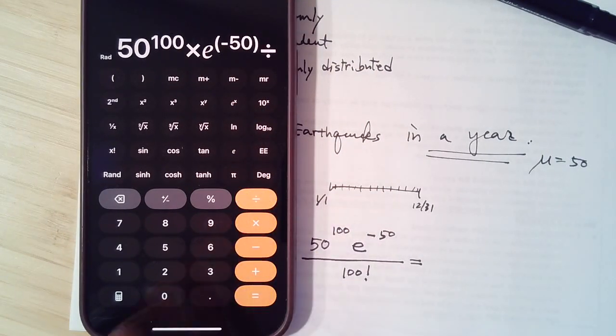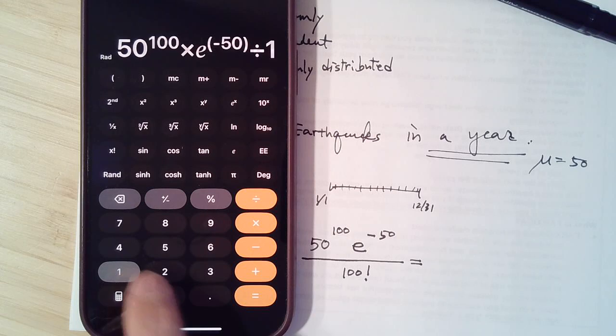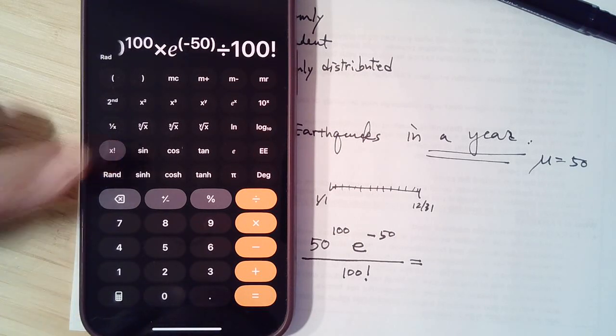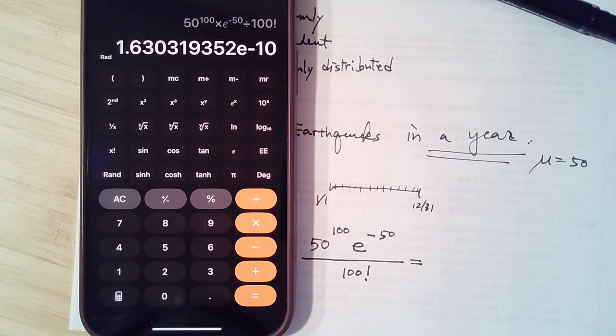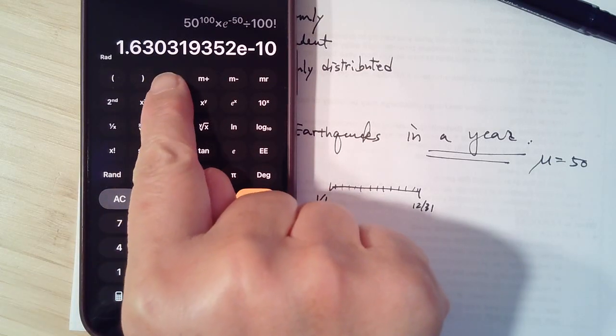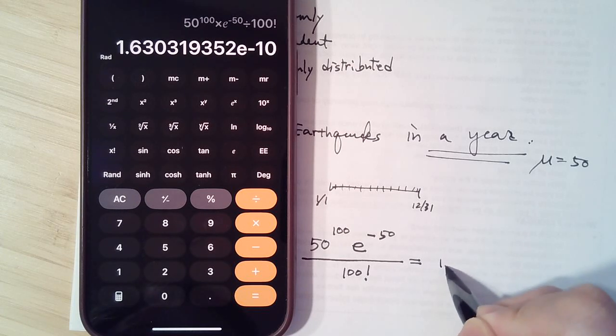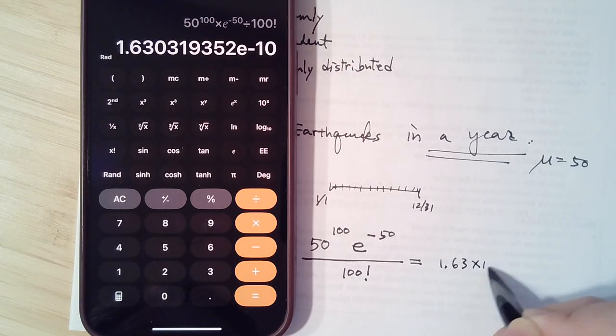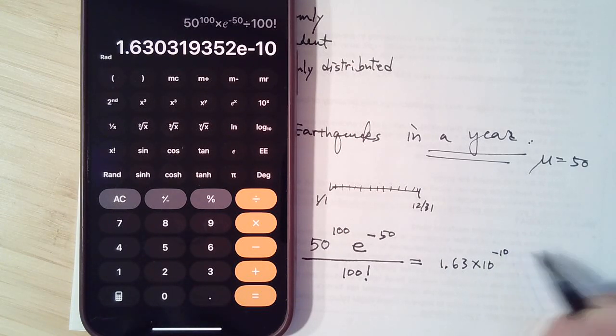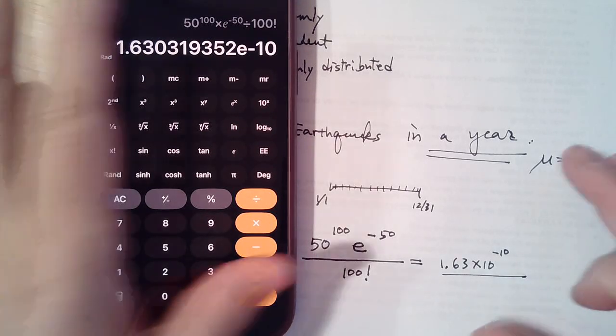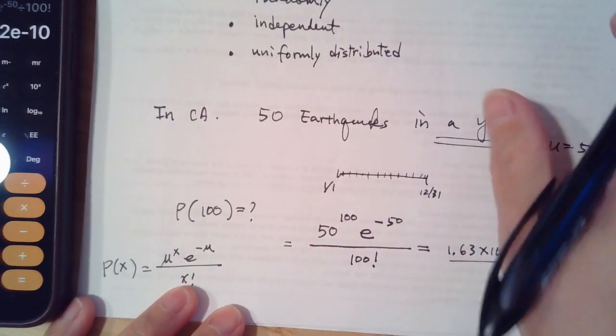Equals, oh my god, it's a very, very small number. So that chance is 1.63 times 10 to a negative power. So the chance you have 100 earthquakes in that particular year is almost zero. Okay. If it's a 50, then what is the chance that we have?